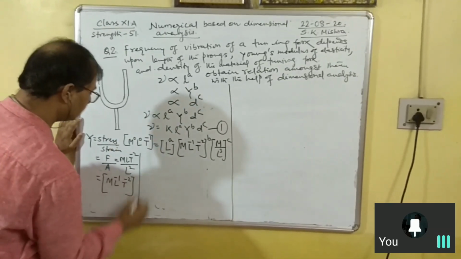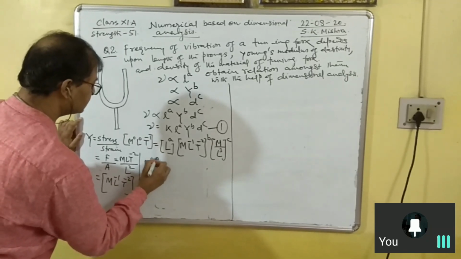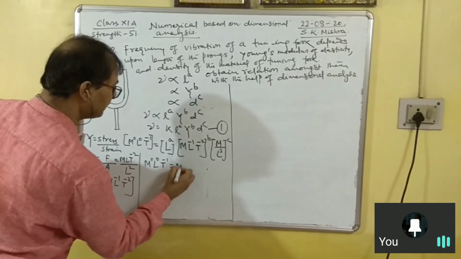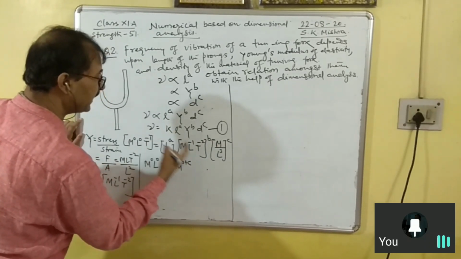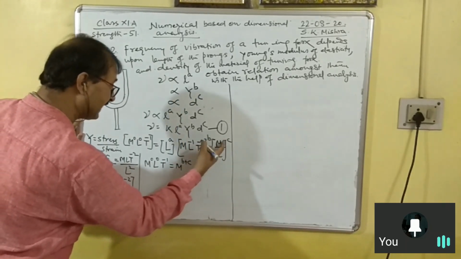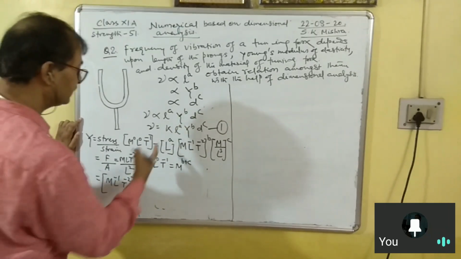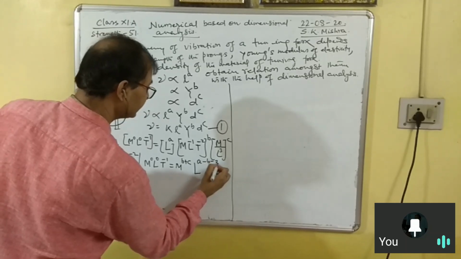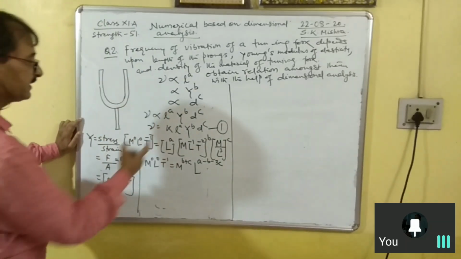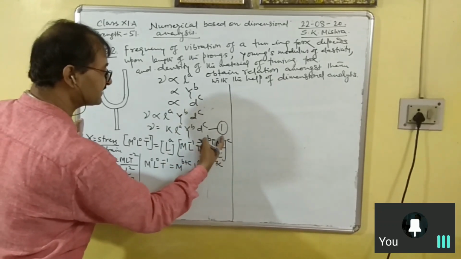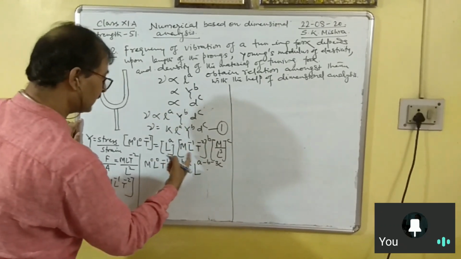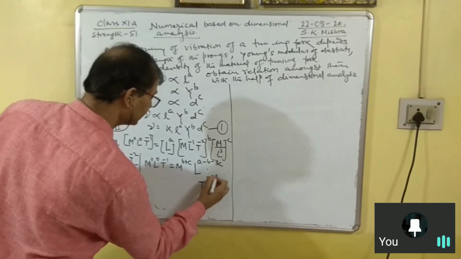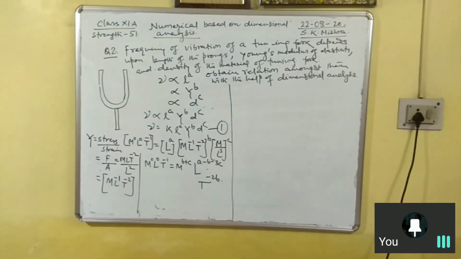So this is M naught L naught T raised to minus 1, and M raised to B, M raised to C. So it's M raised to B plus C. Now L raised to A, L raised to minus B, and L raised to minus 3C. So the power of L is A minus B minus 3C. And then one more term is T, T raised to minus 2B only. Now equating using the principle of homogeneity.